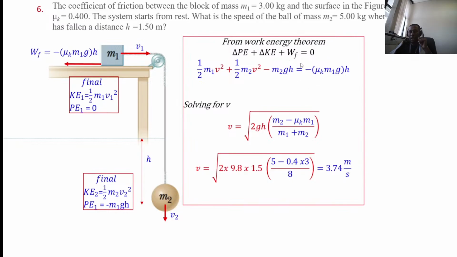I put my equation carefully here. If you make a sign mistake, you end up with a negative. Careful there. Half m1 v1 squared plus half m2 v2 squared minus m2 g h, because it is dropping. That's where the negative comes. Equals the work done due to friction, which is negative. It is dissipated heat that goes off from the overall system.